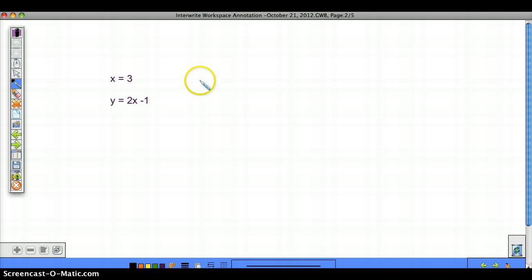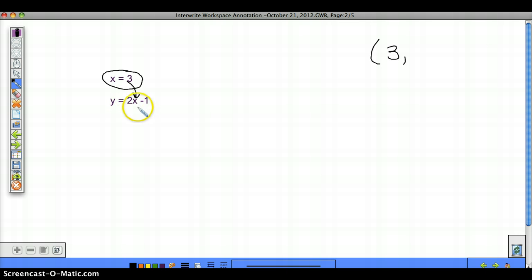So when using substitution, we are literally going to do just that. We are going to substitute a value in for another value. On this first example, we have x equals 3, and then we have y equals 2x minus 1. Those are our two equations. Since we already know that x is 3, our answer should have a coordinate that starts at the value of 3 for x. So all we are going to do here is plug in 3 for our x.